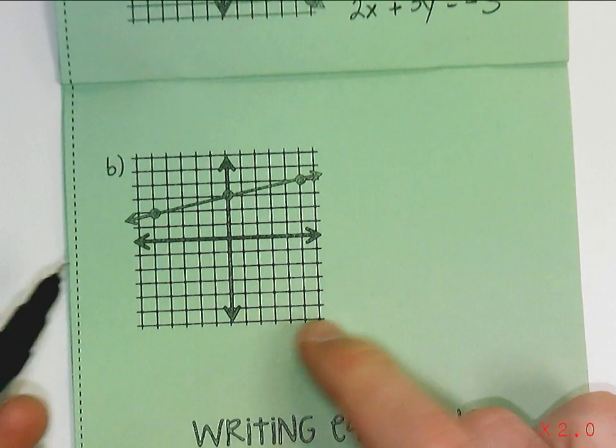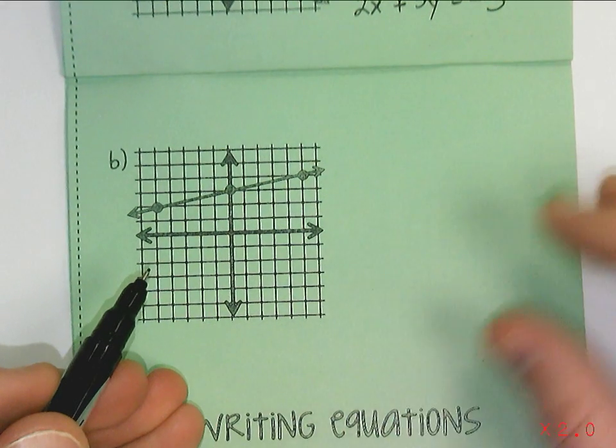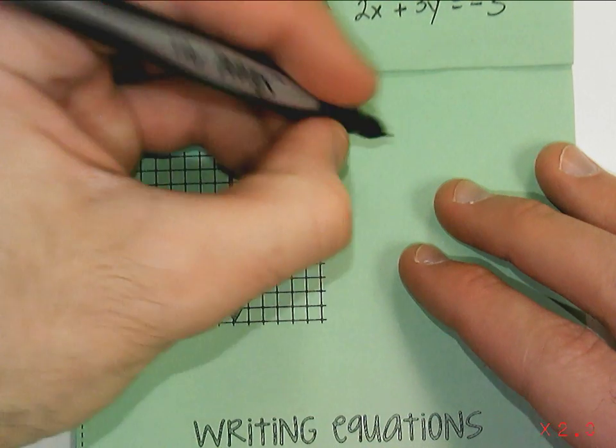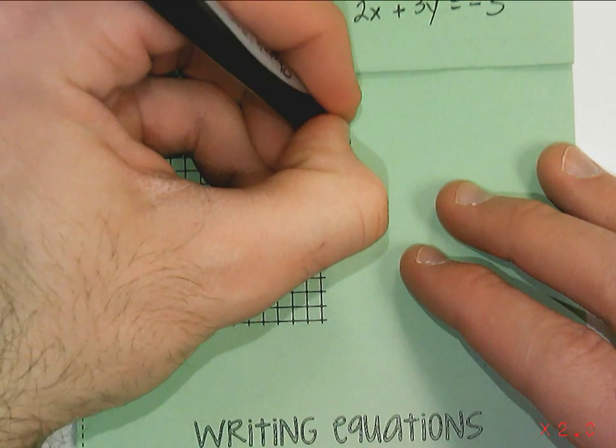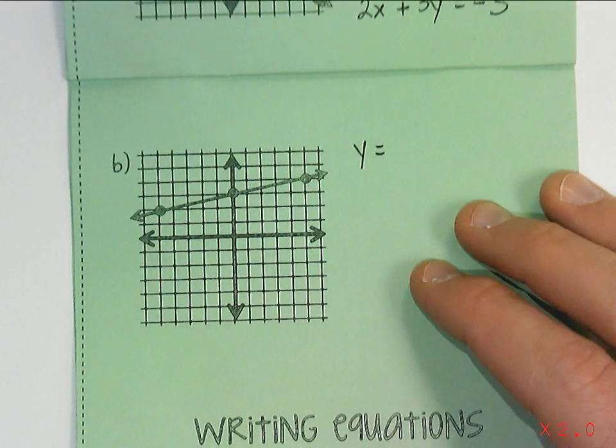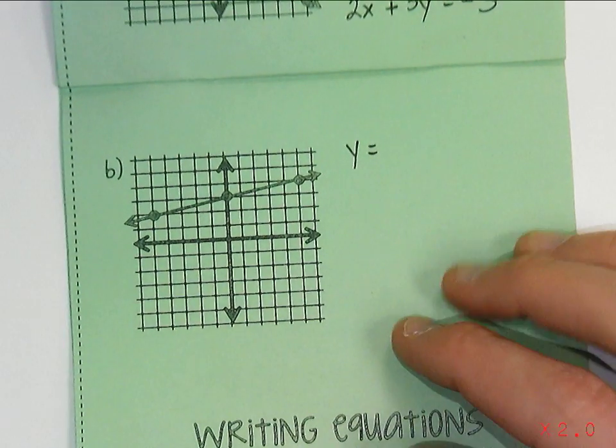Okay, so you should have given B a try. So let's just run through this real quick. So what I want to do is say, remember slope-intercept form, we want to do that. Y equals, let's find our slope and our y-intercept.